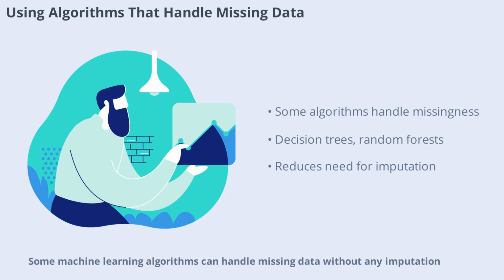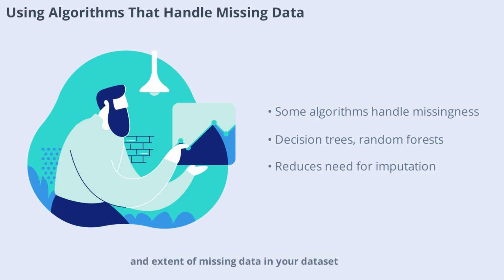Machine learning algorithms can handle missing data without any imputation. For example, decision trees and random forests can split on available data, making them robust to missing values. Using such algorithms can save time and reduce the risk of introducing bias through imputation. However, it's still important to understand the nature and extent of missing data in your dataset.